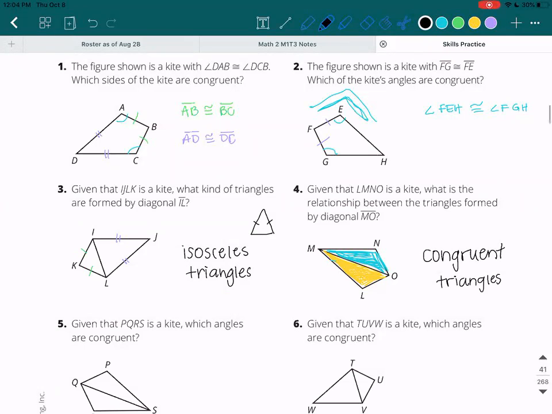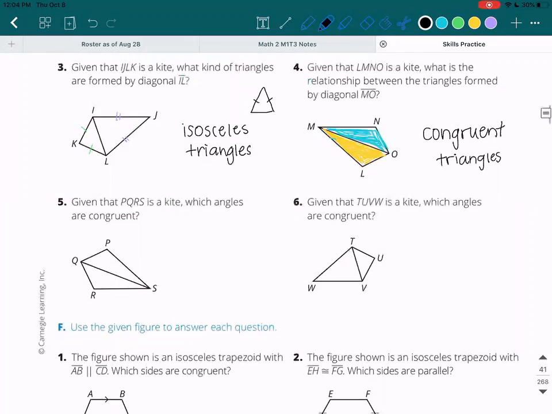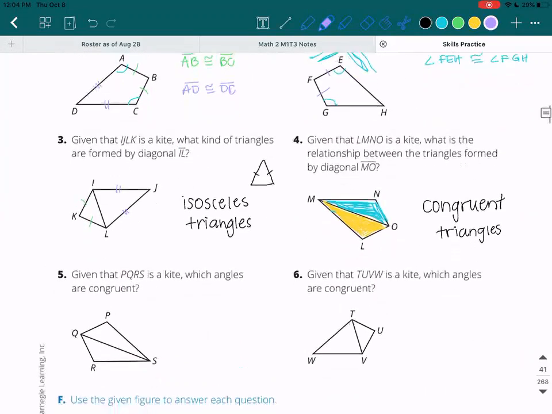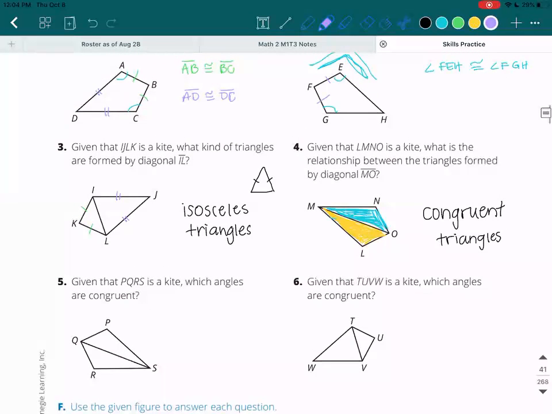Okay. Let me scroll over here. Given that PQRS is a kite, which angles are congruent? Okay, so this one's just asking for the congruent angles. So I want you guys to name the congruent angles. We've already done this in number 2. So it's very similar to number 2. I'll show number 2 so you guys can do it. Which are our congruent angles?